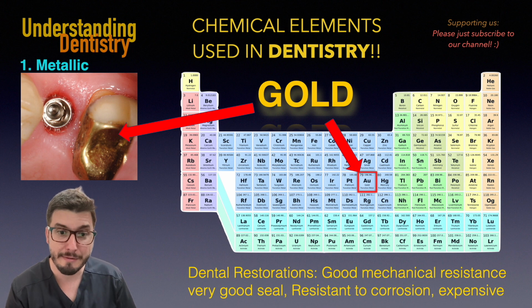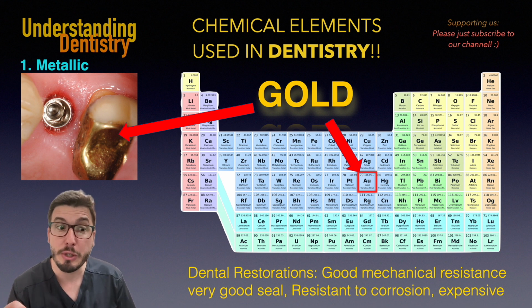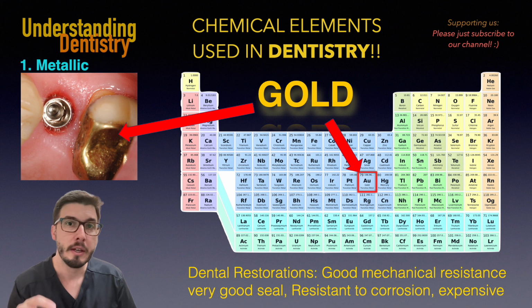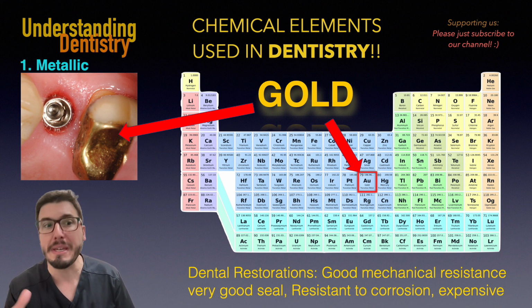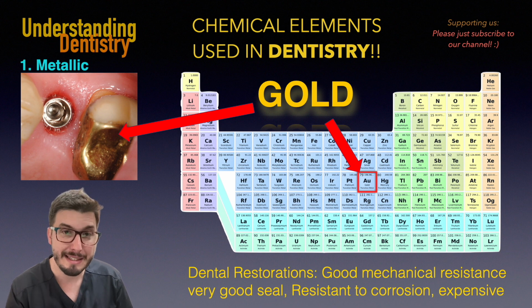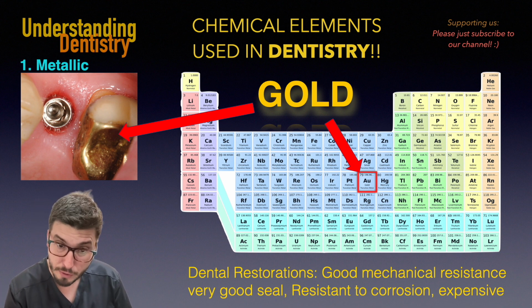Of course, it's expensive, but then we have very good mechanical resistance. Well, depending on the alloy that we use, so we need to use alloys. We are going to describe this very soon in this video. And then we have very good seal between the material and the tooth. And that's one of the best advantages of the gold material. It's also resistant to corrosion because it's a noble metal, of course, right? So just like silver, just like platinum, those are noble metals, which means that they are way more resistant to corrosion in moist environments, for example, the mouth. And that's a very nice advantage of gold.